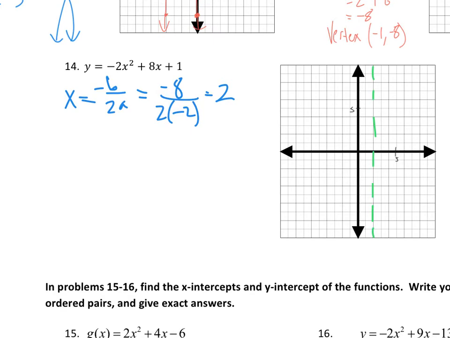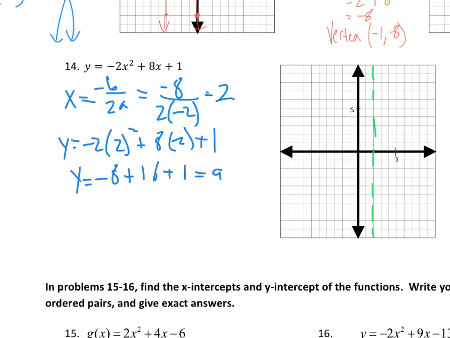Now we'll plug that back in to find the y value of the vertex. And we get negative 2 times 2 squared plus 8 times 2 plus 1, and we'll figure that out. So that's going to give us a y value of 9. So we have a vertex of 2, 9. Let's find that vertex right on up here. And now we know the shape is negative 2, so we'll think about y equals negative 2x squared.